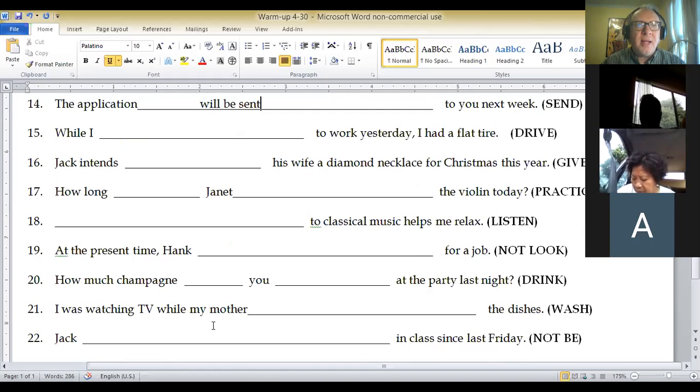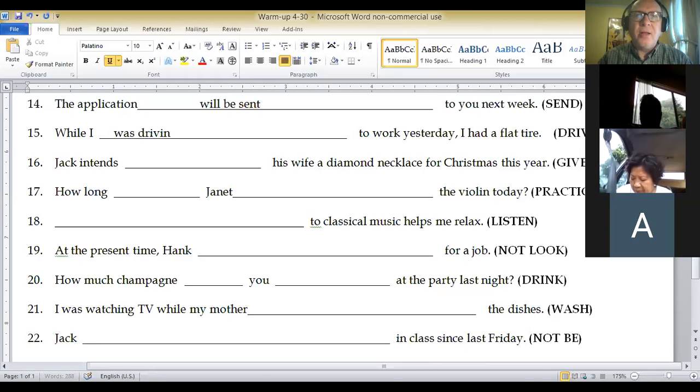Okay. The next one, while. That's our classic from level 3. While plus past continuous. I was driving, exactly. Well, I was driving to work yesterday. I had a flat tire. Well, I was driving.